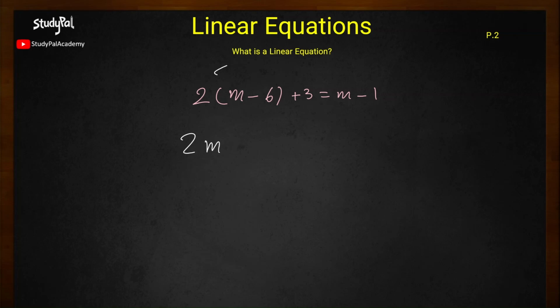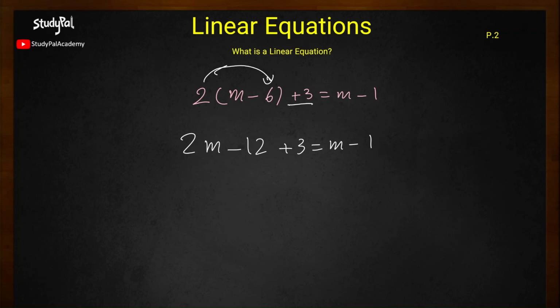Because 2 multiplied by minus 6 is minus 12. Plus 3 equals m minus 1. So now we need to isolate the m. How? You can just transfer the numbers and the expressions from the left to right or right to left, but you should change their sign.